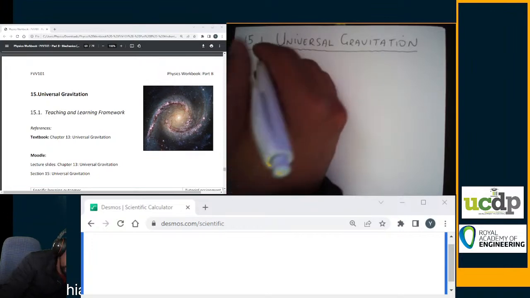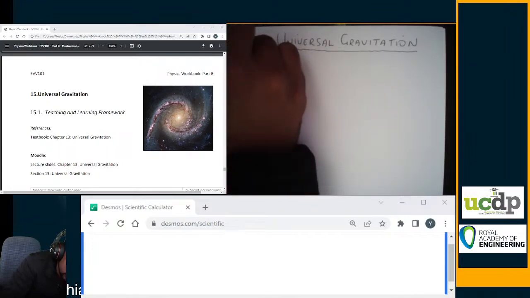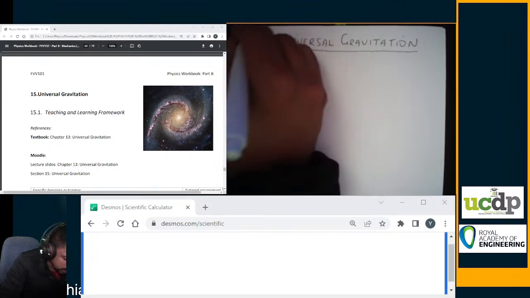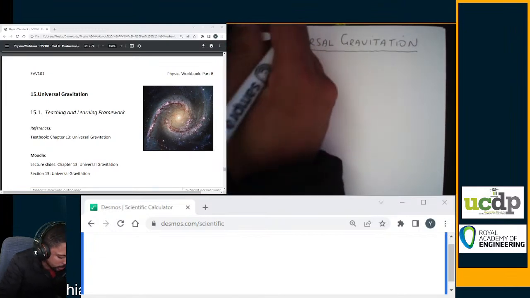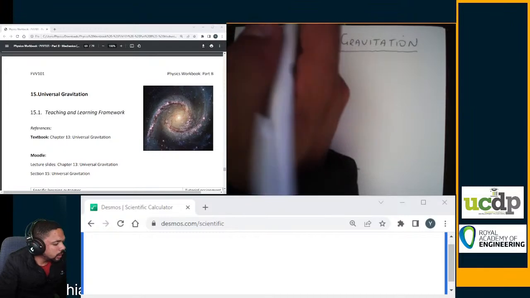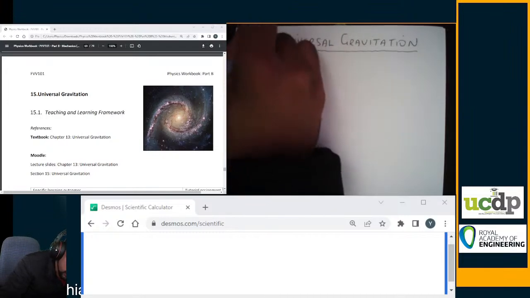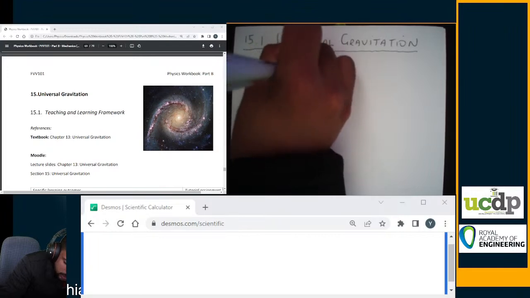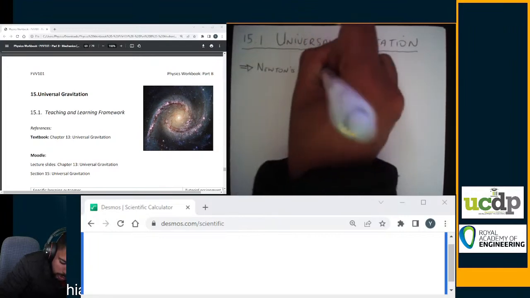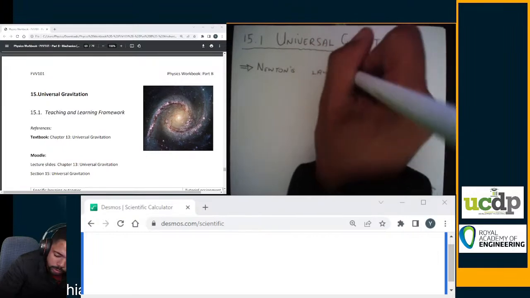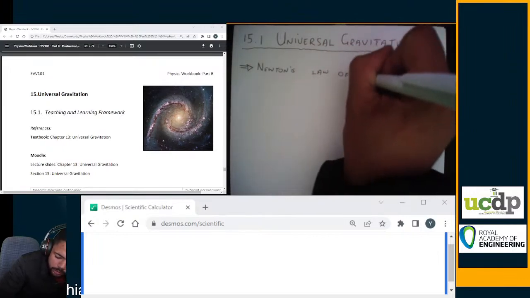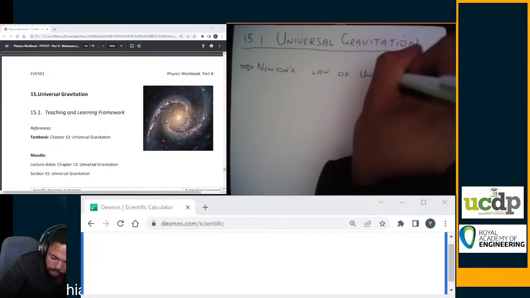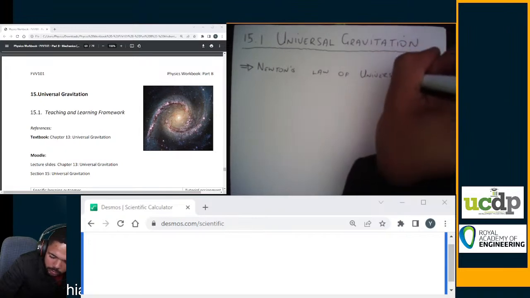Now, Newton's law of gravitation. Einstein's theory of general relativity is way beyond the scope of this course or even my abilities, so I will leave it at that. This is Newton's law of universal gravitation, named after Isaac Newton.